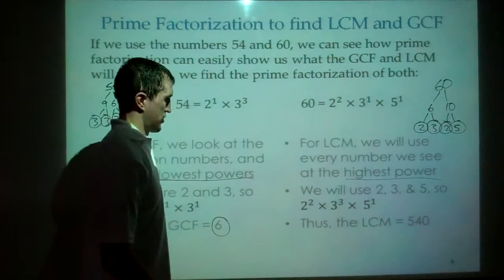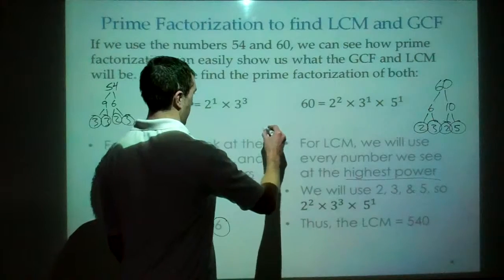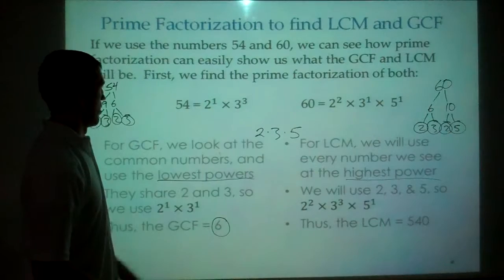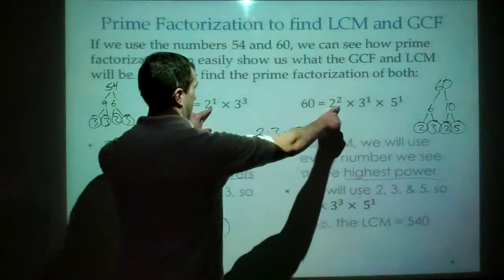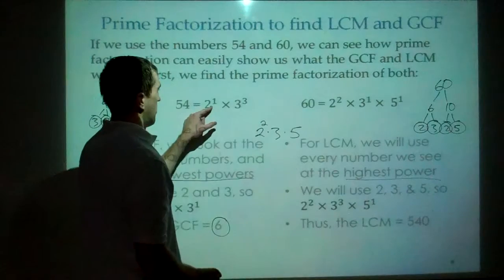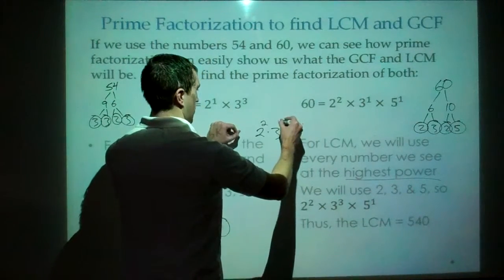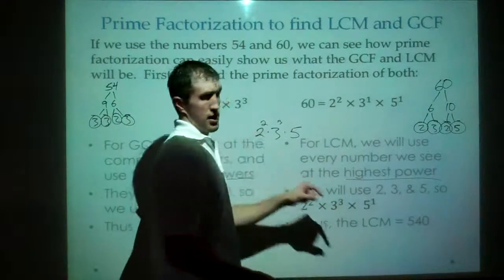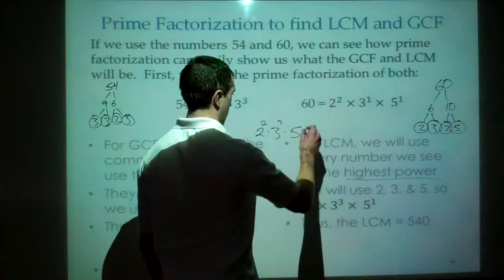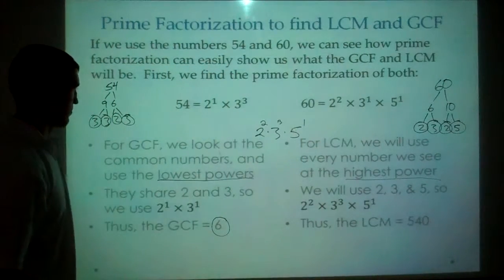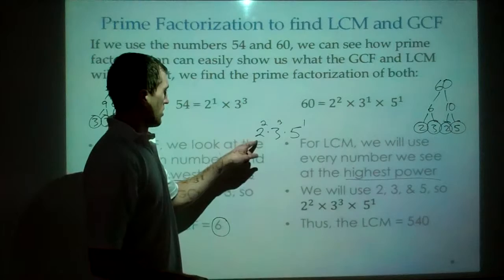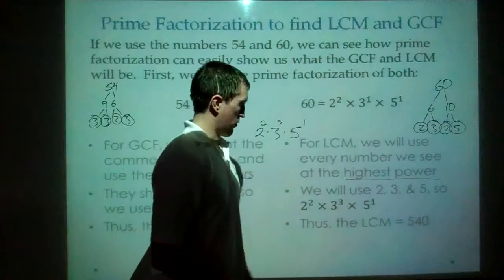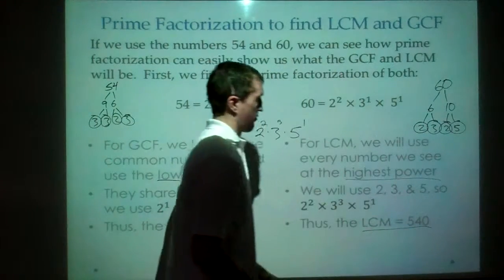So what you can do for this is just say, okay, 2 times 3 times 5. And which one has the higher power? 2 to the first or 2 to the second? Well, second's higher. 3 to the third or 3 to the first? 3 is higher than 1. This one doesn't have a 5, but this one does, so automatically you're taking 5 to the first. So if we multiply all these together, 2 to the second times 3 to the third times 5, we'll get an LCM of 540.